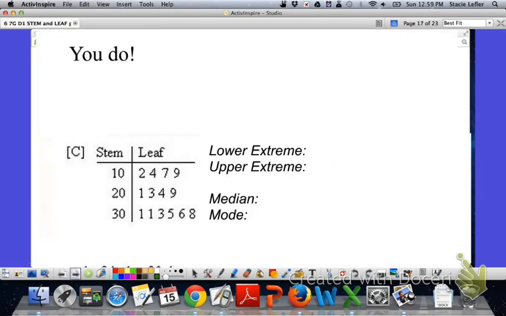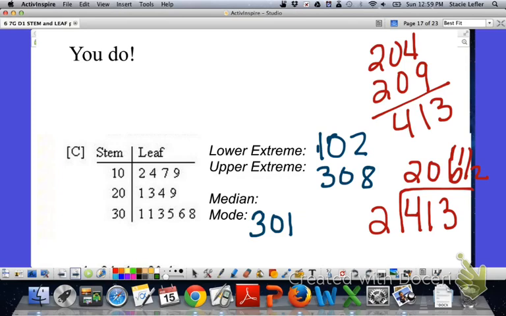Okay, on this one, you're going to find the lower extreme, upper extreme, median, and mode. Pause the video and do this on your handout. Your lower extreme is your smallest number, 102. Your upper extreme is the biggest number, 308. And the mode is the one that shows up the most. I see 2 1s right there, so that represents 301.